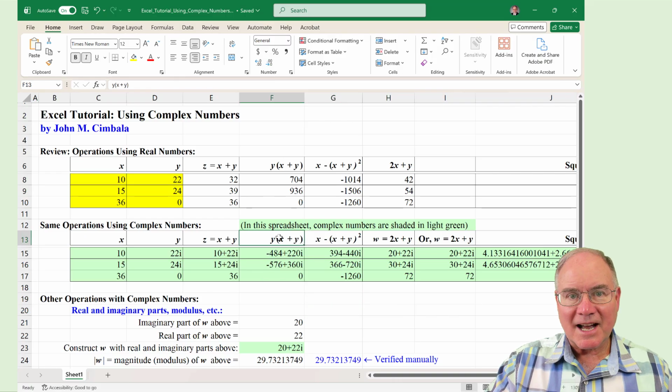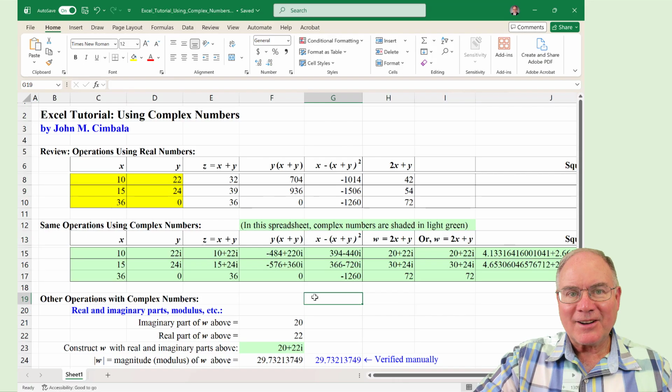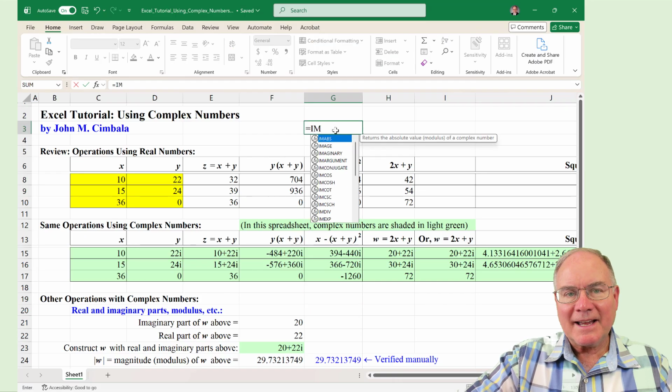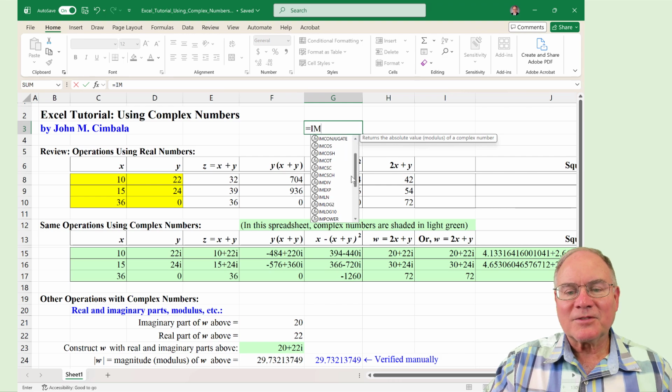How do we do this kind of operation? Well, Excel has some IM functions. If you type in equal im, Excel gives you a drop-down list that you can pretty much figure out what they are, like imexp, imln. It's the complex versions of the normal operations. And you could scroll down and pick the one you want. It even has trig functions.